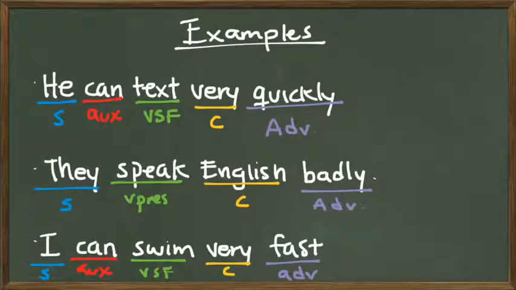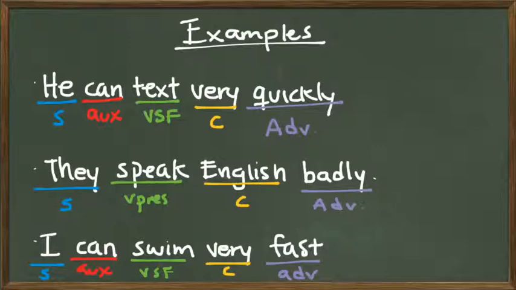Alright, we have some examples here. The first one, he can text very quickly. They speak English badly. In the third one, I can swim very fast.